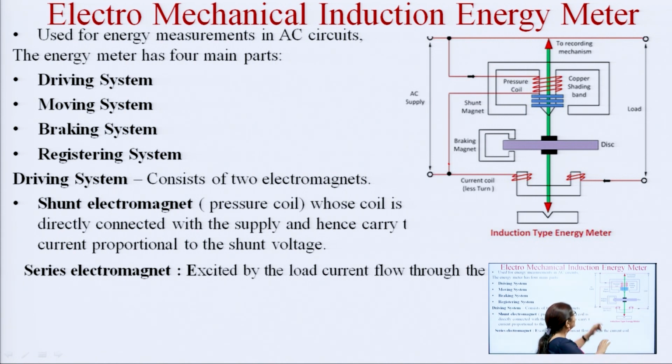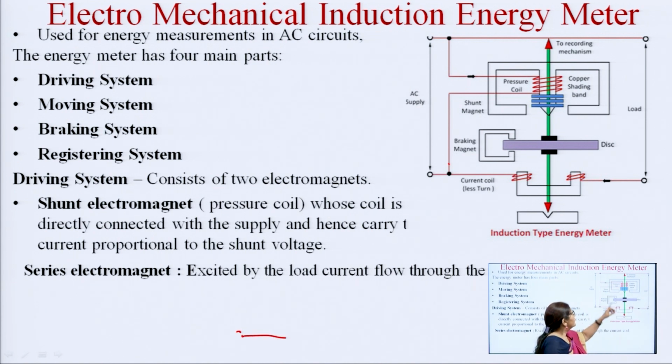So, here we can see in this diagram that there is a pressure coil. The pressure coil, or we can say the voltage coil, is wound on the shunt magnet. This pressure coil is connected in parallel to the load.